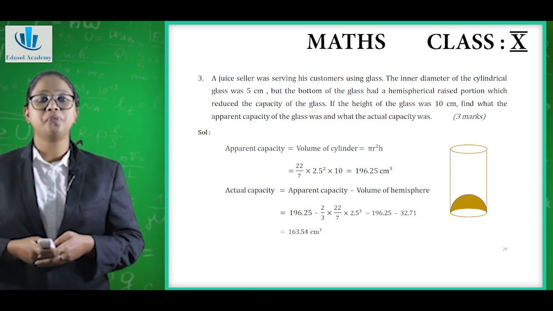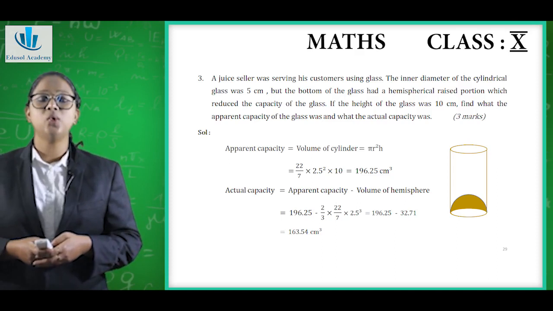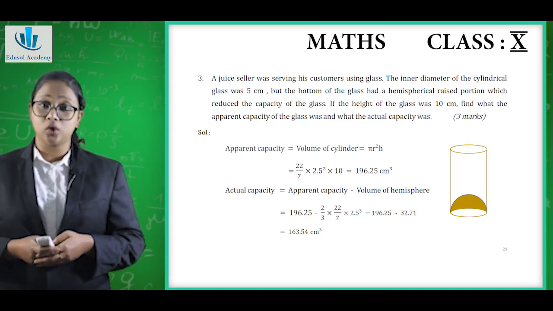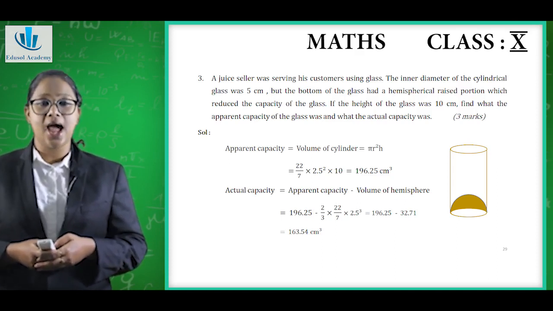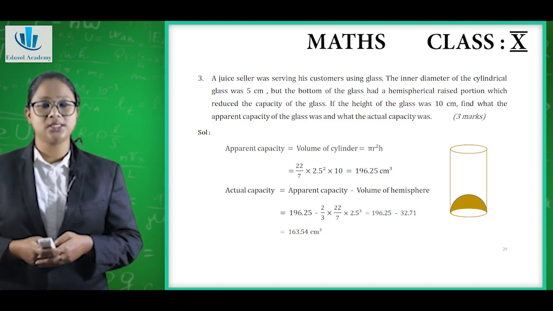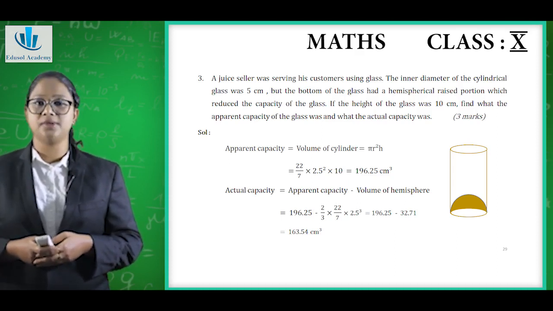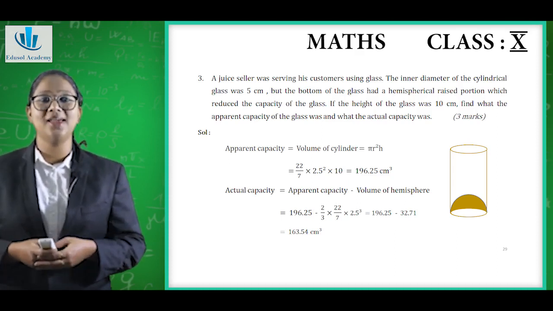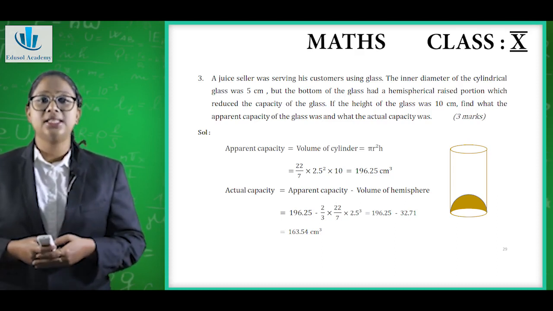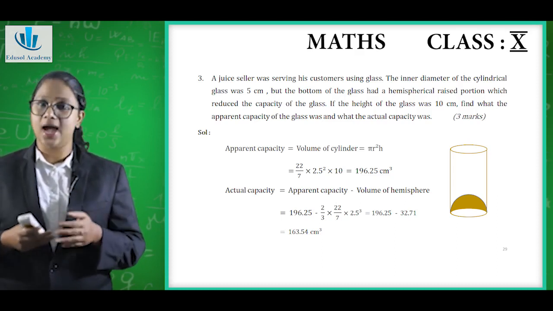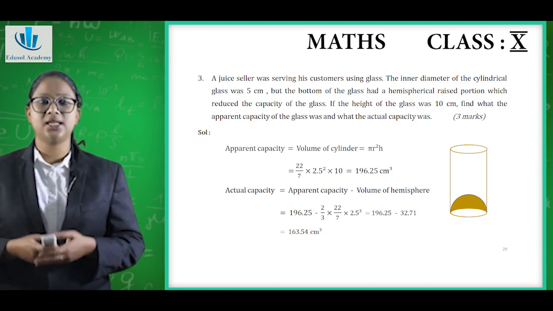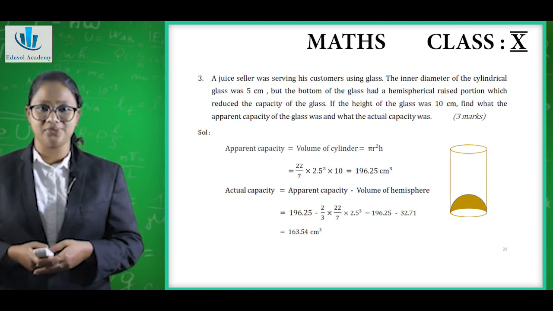That is equal to 196.25 minus 2 by 3 pi r cube. Solving it, we will get the actual capacity as 163.54 centimeter cube. So as you can see, the apparent capacity is bigger than the actual capacity. So yes, it has actually reduced the capacity of the glass.